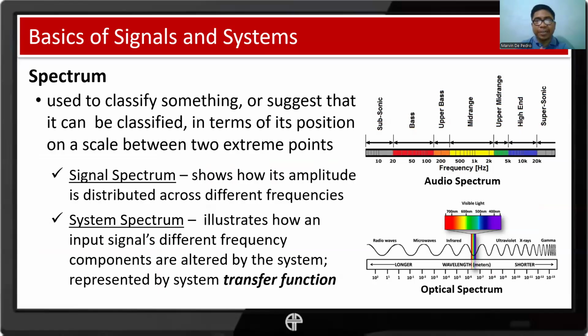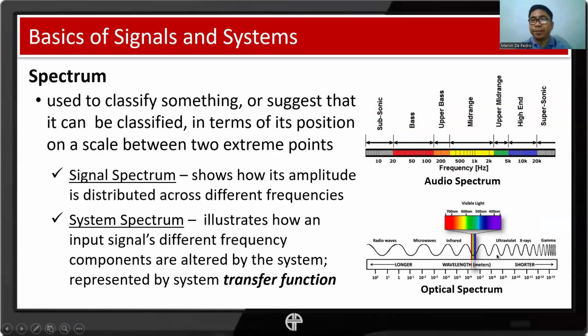Another common example of 2D signals is what we call a spectrogram. Spectrograms are somewhat like the image of audio signals. But before we focus more on spectrograms, we have to first understand the term spectrum. Spectrum is used to classify something, or to suggest that it can be classified, in terms of its position on a scale between two extreme points.